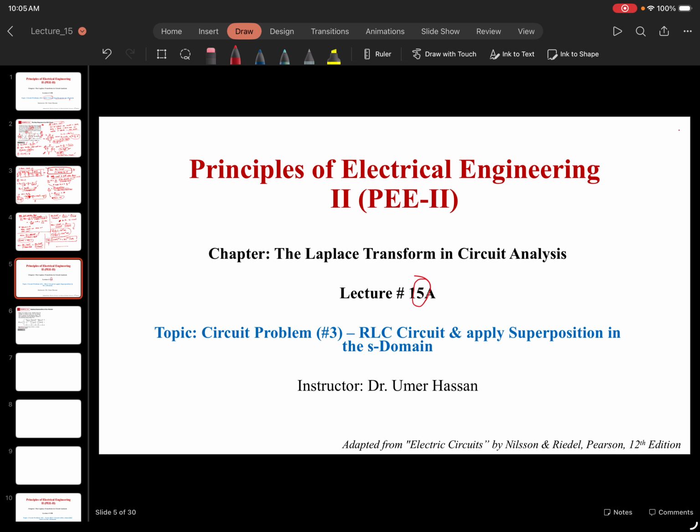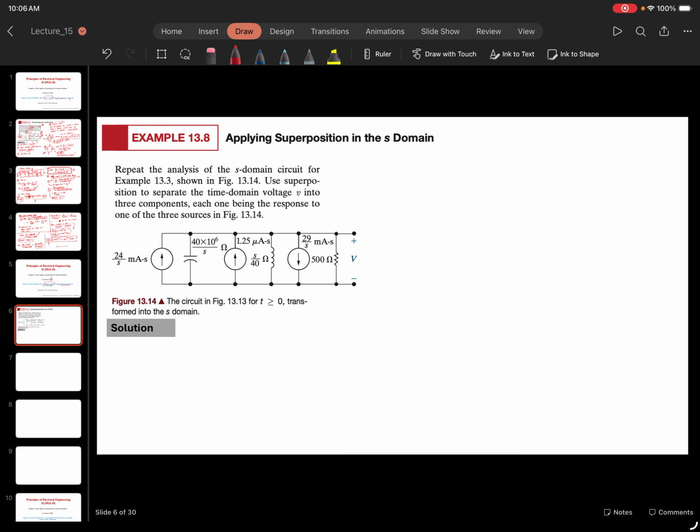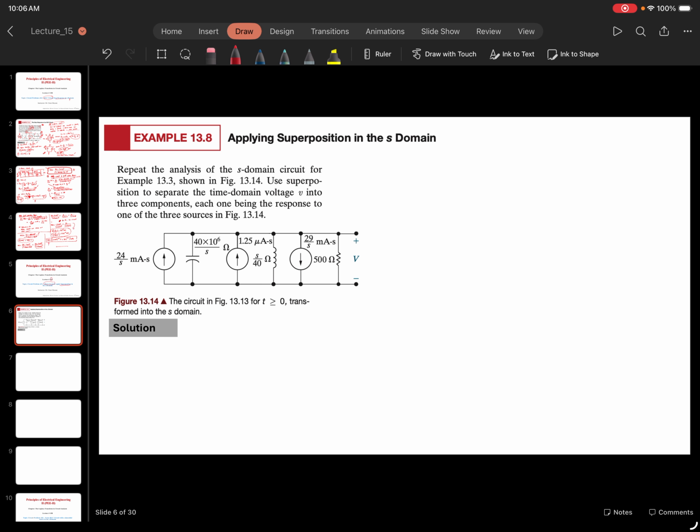The first problem that we're going to do today is an RLC circuit, and we're going to see something around superposition. We're going to apply superposition to the circuit in the S domain. What do I mean by that? Here's the example problem, and this is a continuation of the previous example. So let me give you a quick recap of the last example that we did.